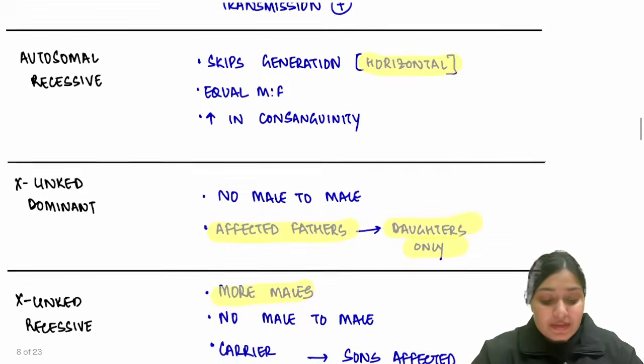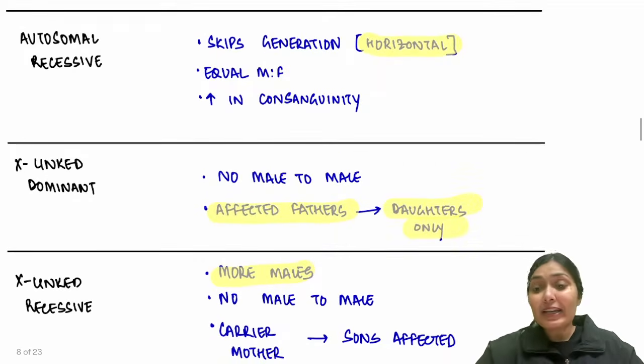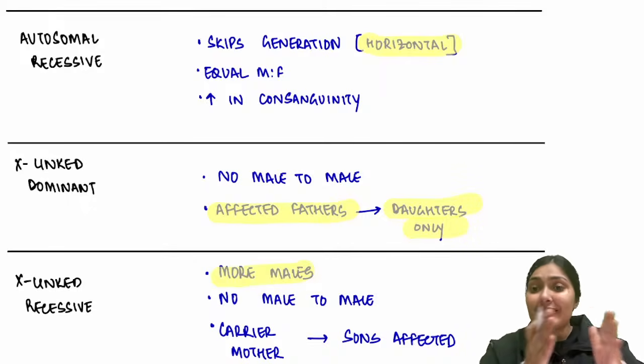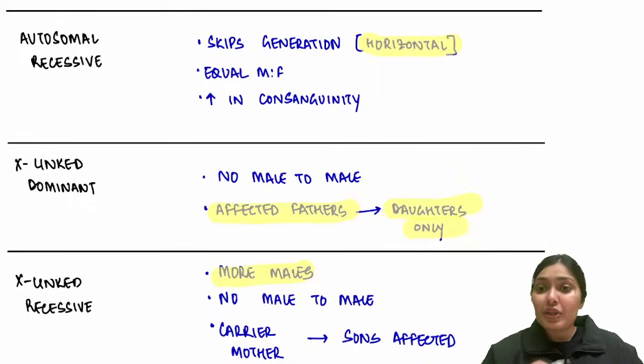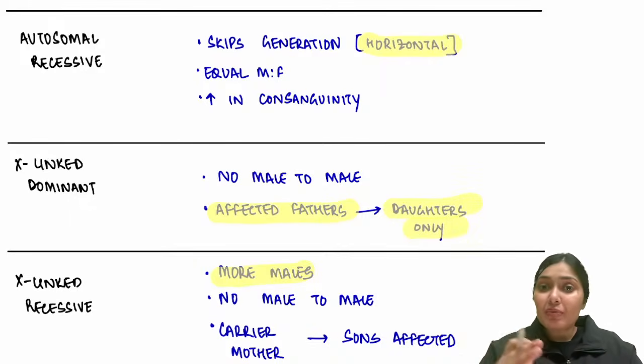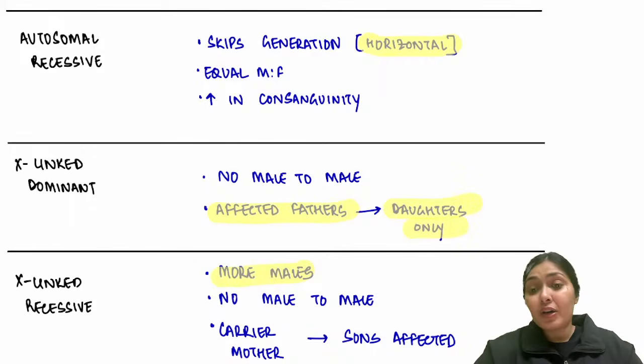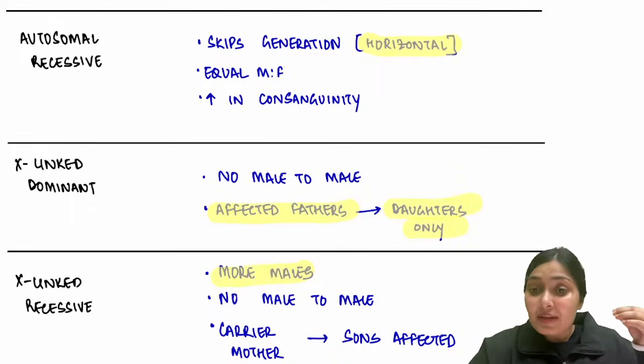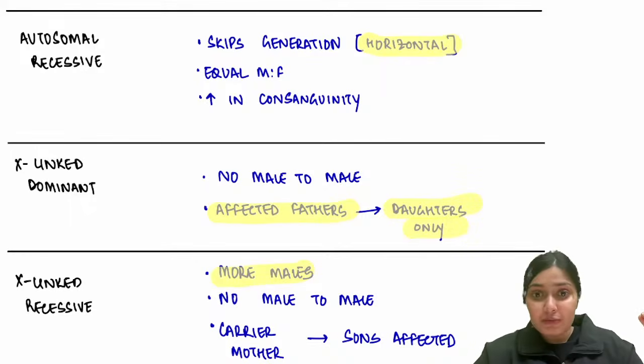Moving to autosomal recessive. For autosomal recessive, I need two affected alleles, so it is going to skip generations. But amongst the siblings, there will be higher chances of being affected. So it skips the generation, with a horizontal spread, again with equal male and female. And if there is a consanguinity history, then strongly think about autosomal recessive pattern.